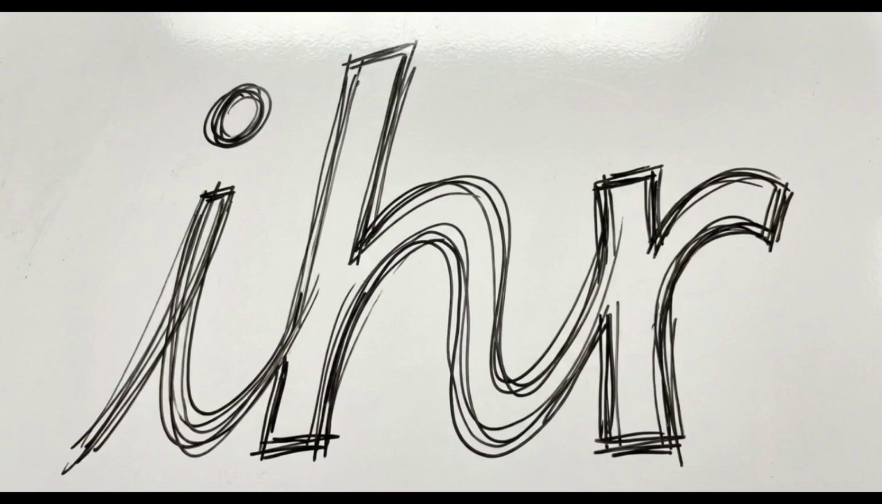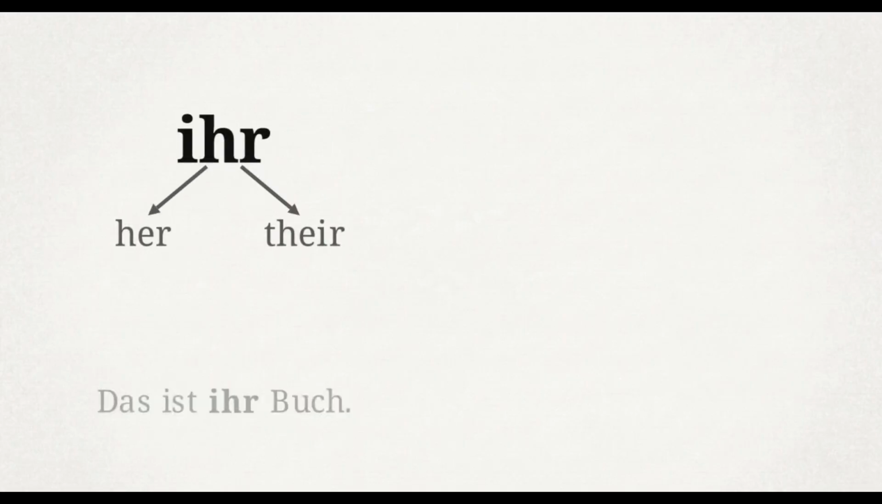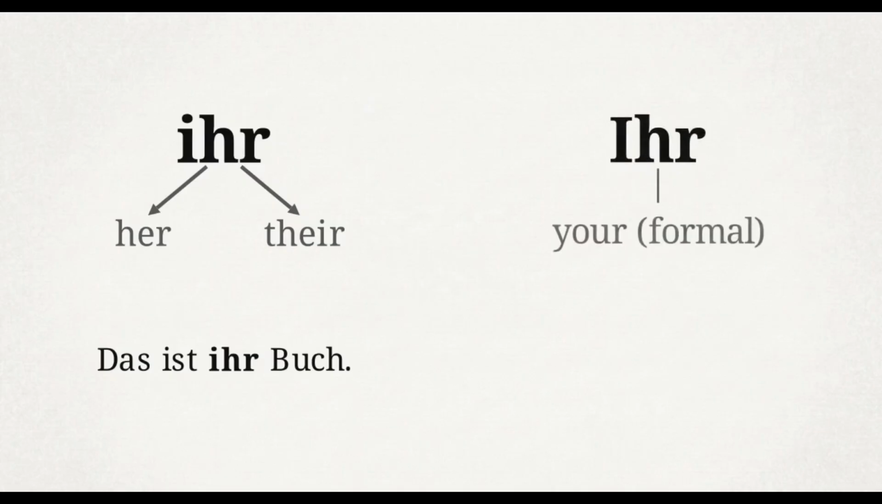Let's look at the trickiest possessive pronoun in German, ihr. It has a few distinct jobs, and telling them apart requires paying close attention to context and capitalization. When written with a lowercase i, ihr can mean either her or their. But if you capitalize the I, the meaning switches completely. A capital Ihr is the formal way to say your to a boss, a teacher, or a stranger.